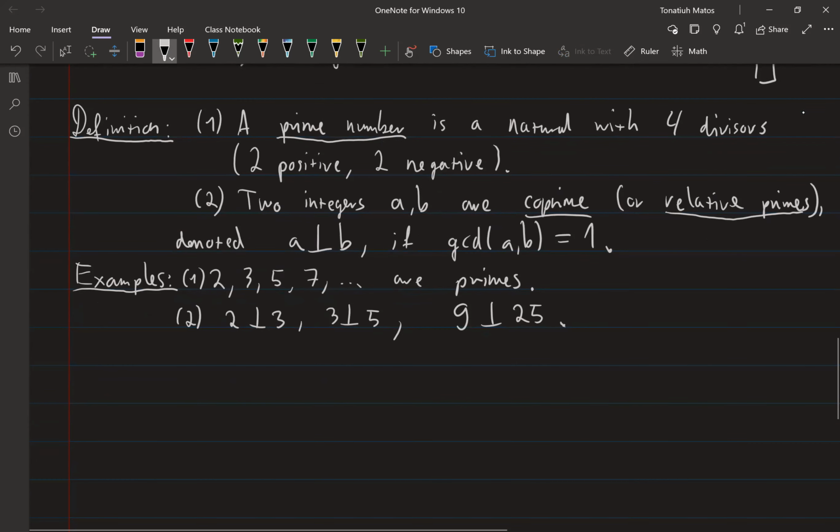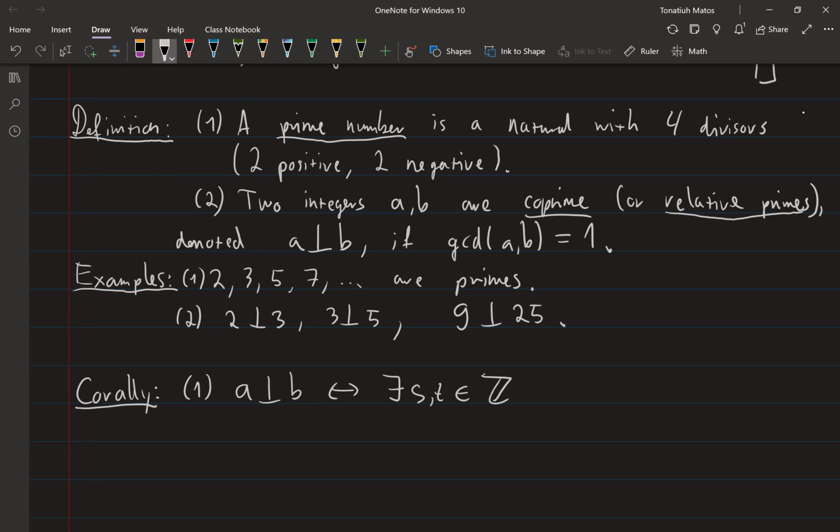Okay, so I have defined prime numbers, I have defined coprime numbers. So here's a corollary of the previous theorem. Corollaries, I guess, that are important. The first, and this is the most important fact about coprime numbers, is that a and b are coprime if and only if you can find s and t integers such that as plus bt is 1. Why is this true? Well, a and b being coprime by definition means that the greatest common divisor is 1.